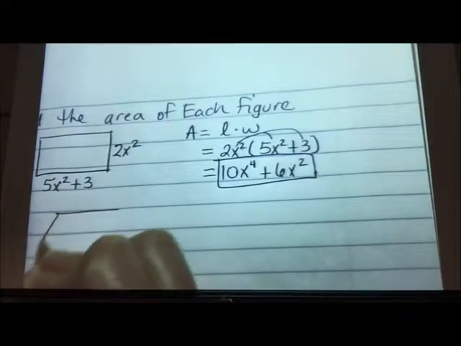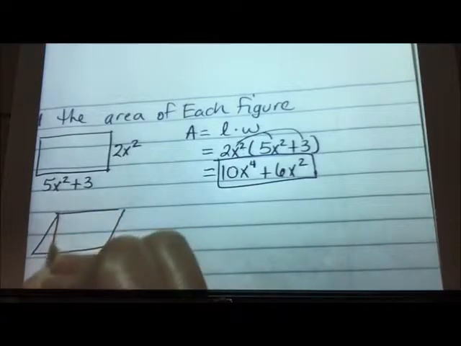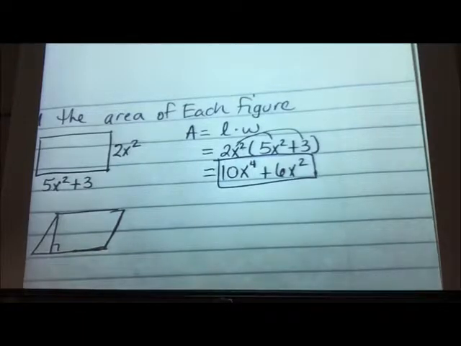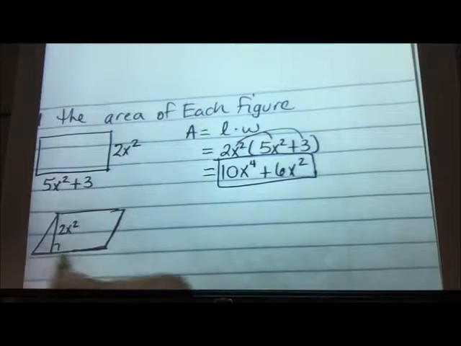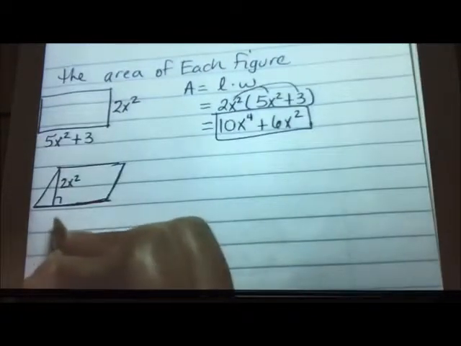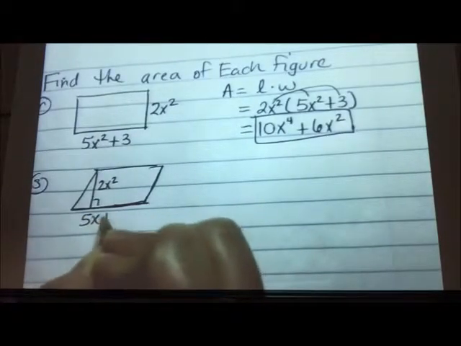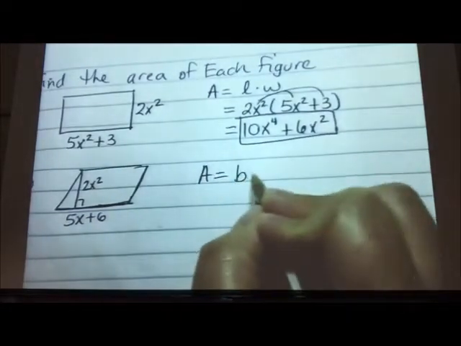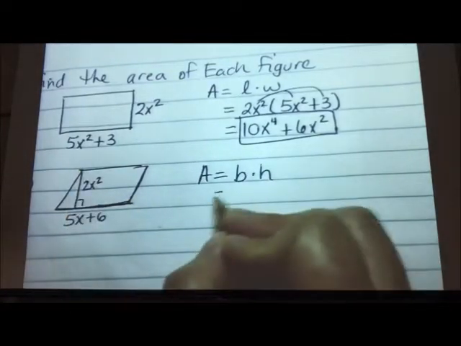Now, when you have a parallelogram, it's the same rule. Now, you have a height. Let's say the height is 2x squared, and you have your base. So the formula is the same, it's just they use different notation. I mean, you're basically doing the same thing. So the area of a parallelogram, they say it's base times height. This is the base, that's your height. We're still multiplying.